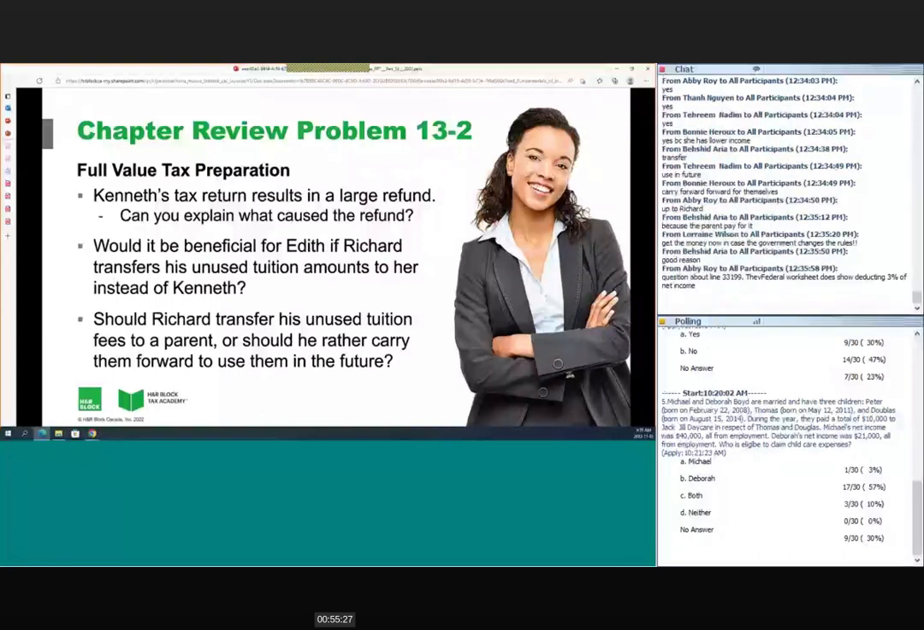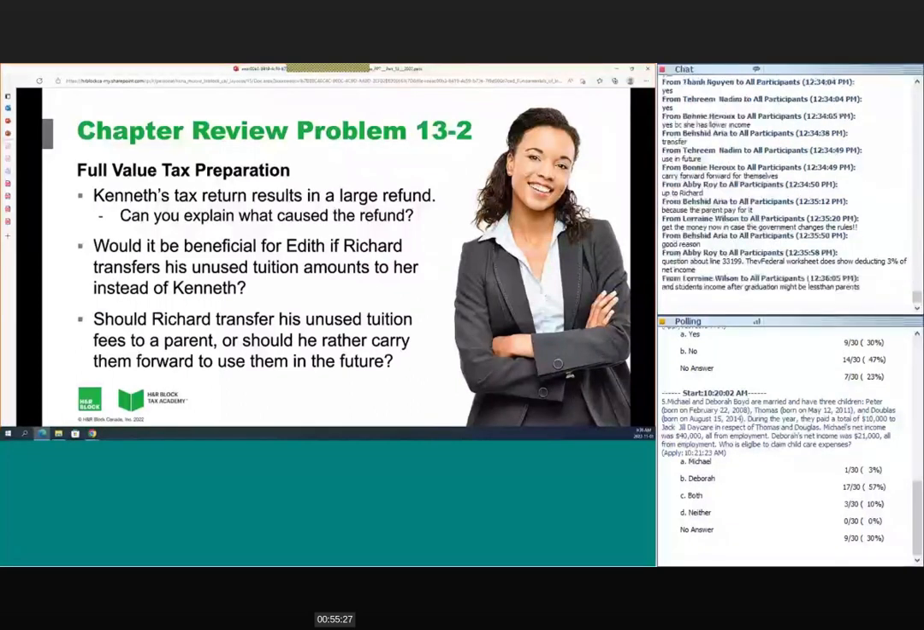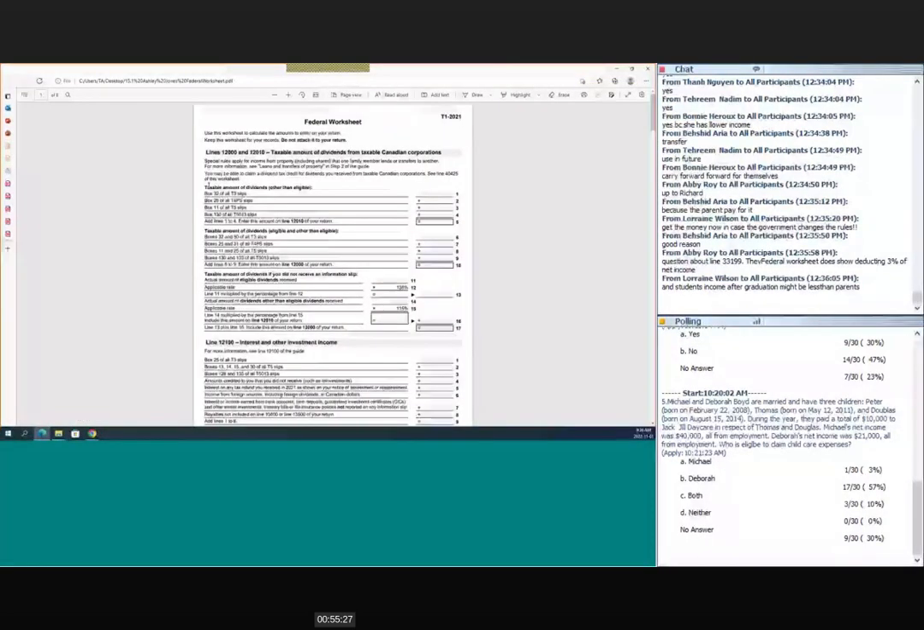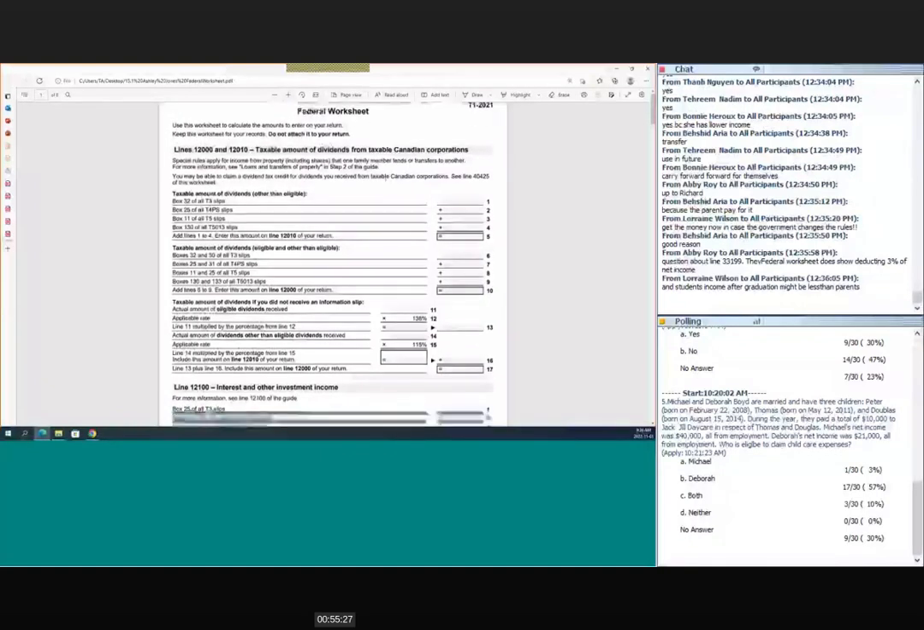Yeah. So, a question about line 33199. The federal worksheet does not show deducting 3% of the net income. So that's the worksheet, okay. Well, let's go look at a worksheet. I have a worksheet here. What's the worksheet? This is a worksheet for another problem. Let's just see.